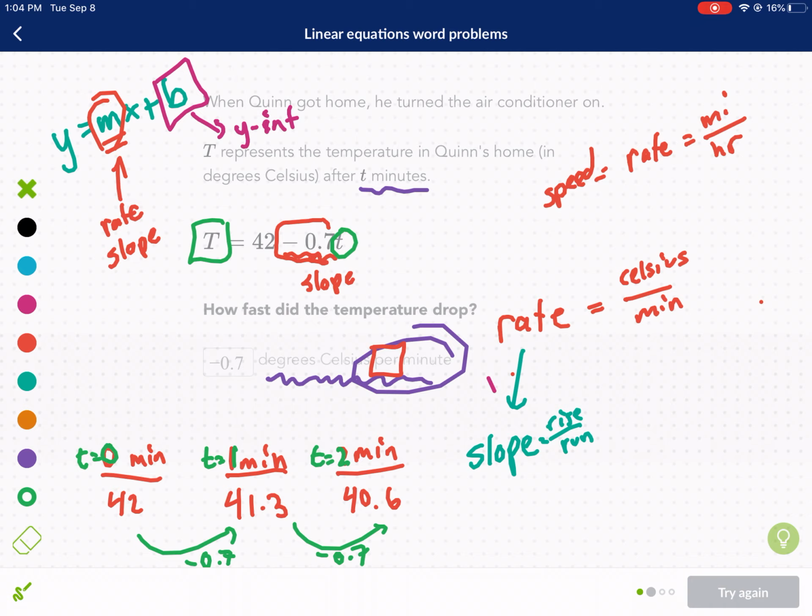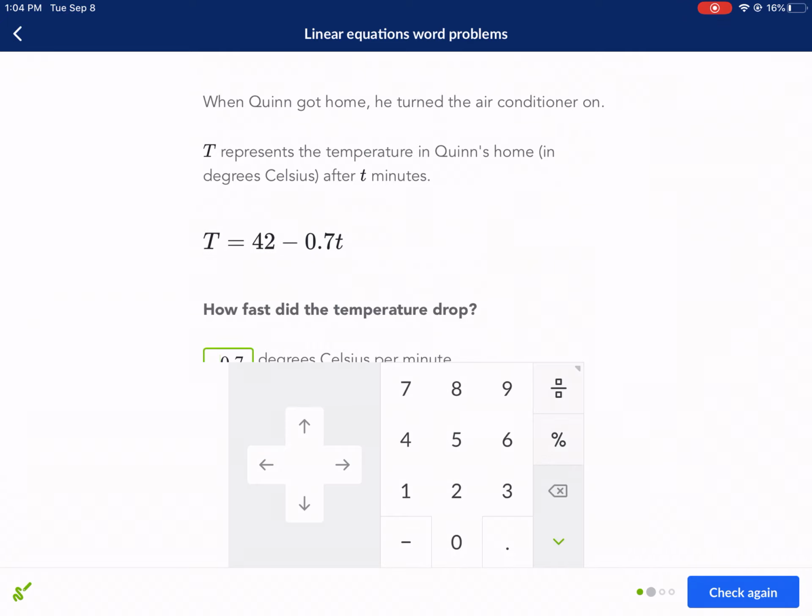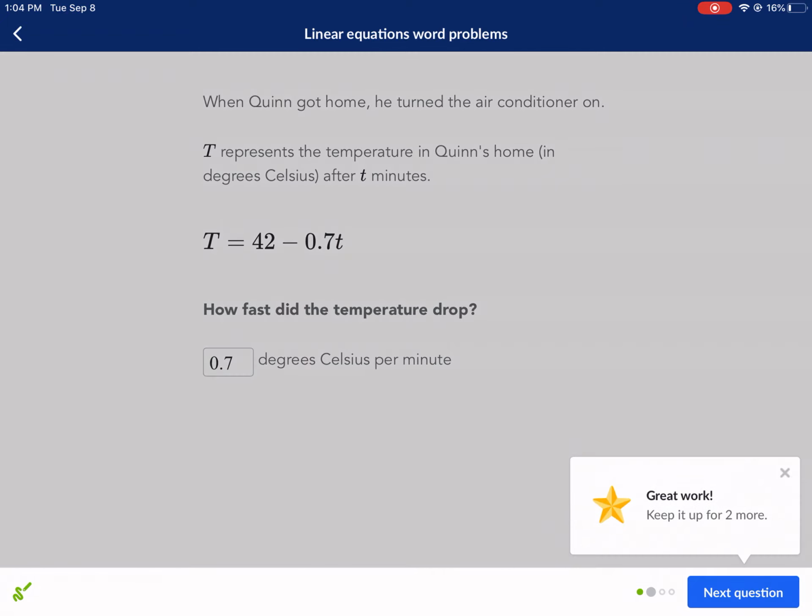T represents the temperature in Quinn's home after T minutes. How fast did the temperature drop? Negative 0.7 degrees Celsius per minute. Oh, I see. It doesn't want the negative. It could have been a little bit more clear.